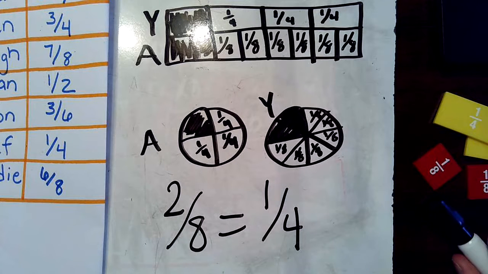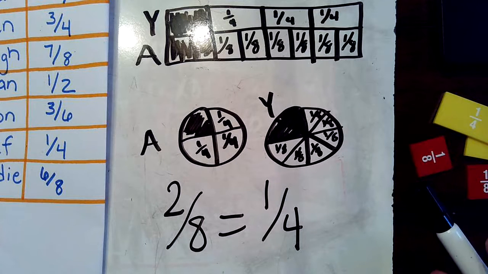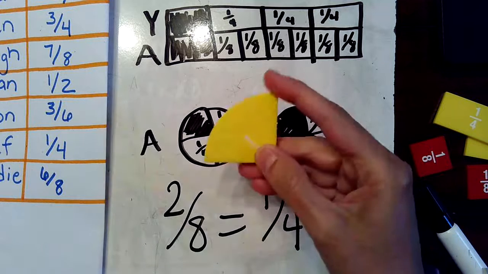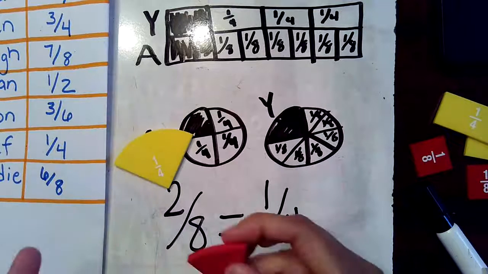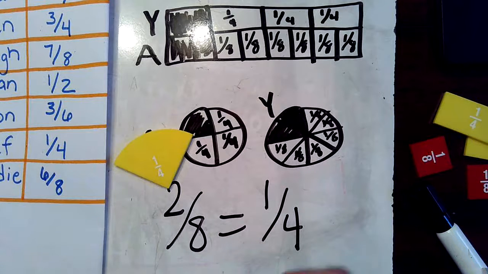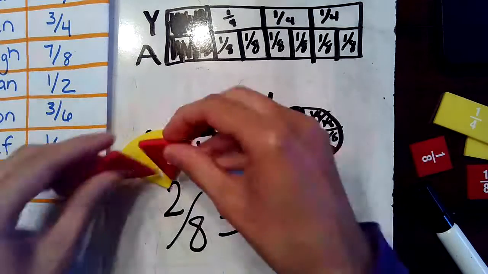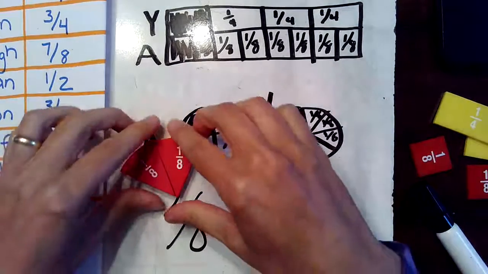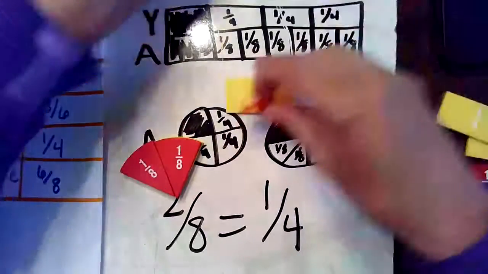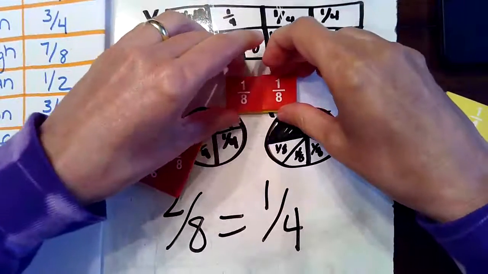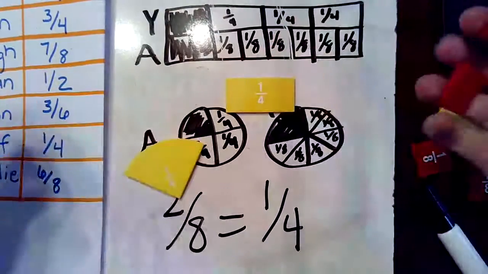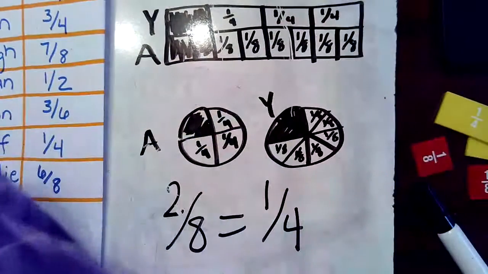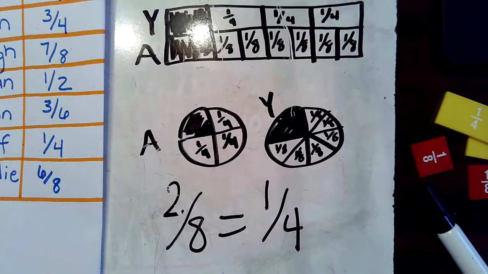They are the same. And I'm going to show you that also using these circle models. And equivalent means they take up the same amount of space. And I'm going to layer them to show you that 1/4 is the same as 2/8. I could also do that with my fraction tiles. 1/4 is the same as 2/8. So Joseph and Aaliyah were equivalent fractions. They were tied.